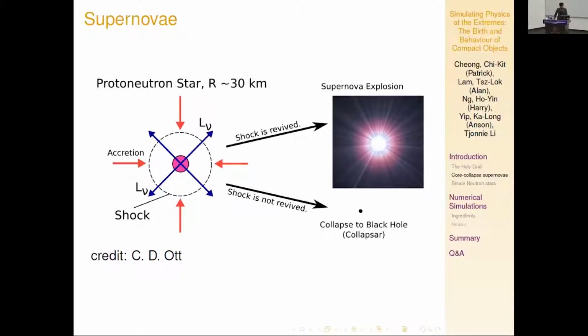different factors. The dynamics here is extremely complicated, and at the current stage of research, people don't really know exactly how to drive the explosion. There are a lot of mechanisms, but anyway, if the shock is revived, then the matter will push out again and result in a supernova explosion. Otherwise, all the matter will collapse back to the center and form a black hole.